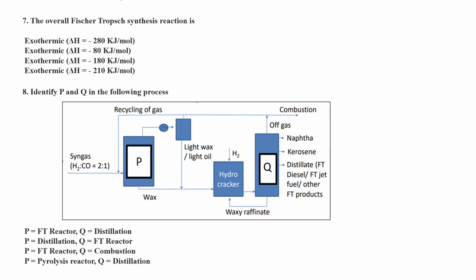Moving on to the next question: the overall Fischer-Tropsch synthesis reaction is. The answer is that it is exothermic in nature. All these options are exothermic, but the exact amount of heat is minus 180 kilojoule per mole.